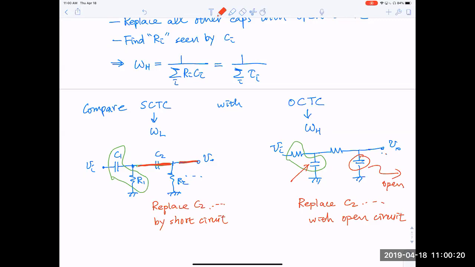Okay, we'll finish up with the high frequency response before moving to multi-stage amplifiers. If you have questions about your midterms, you can stop by my office hour right after this.